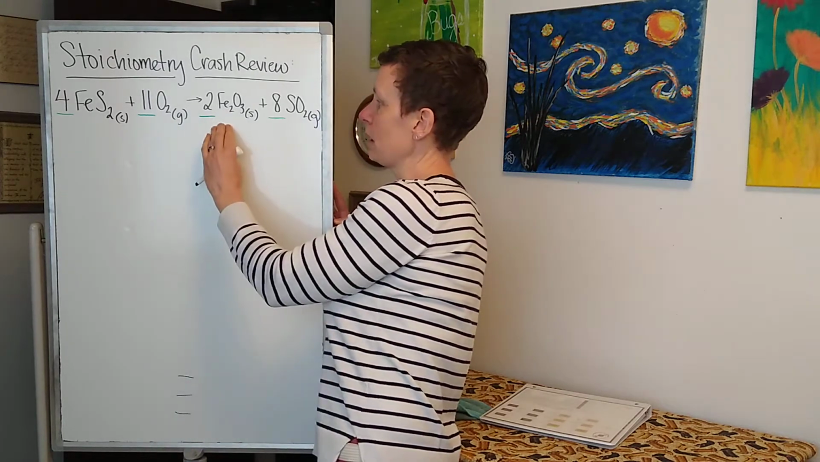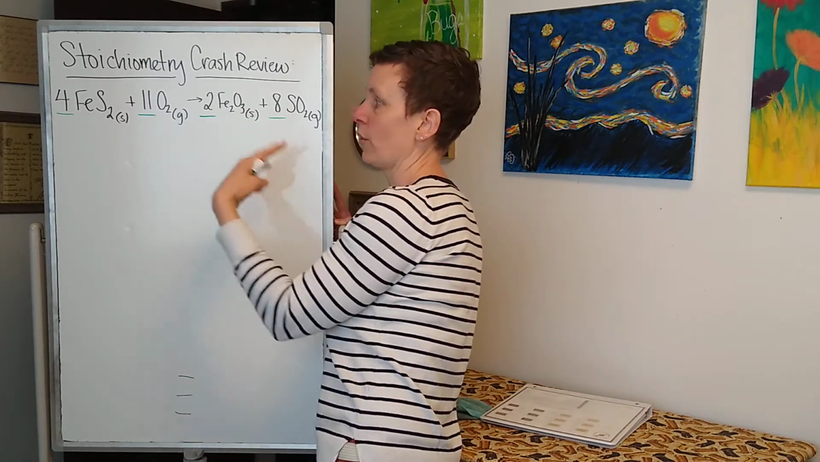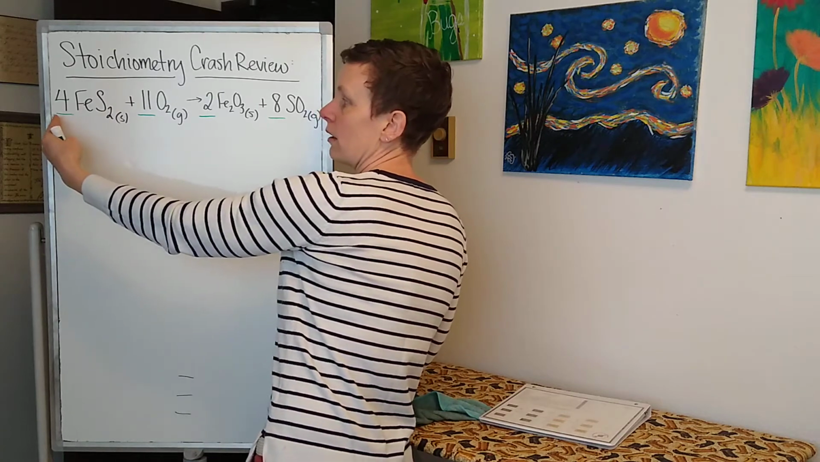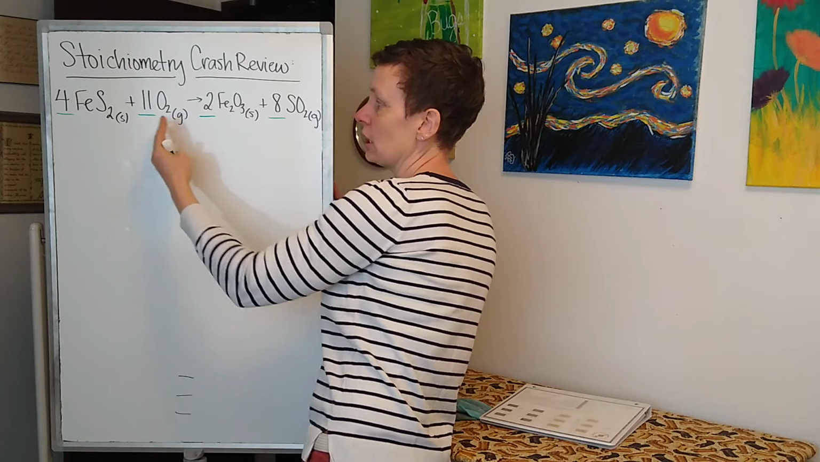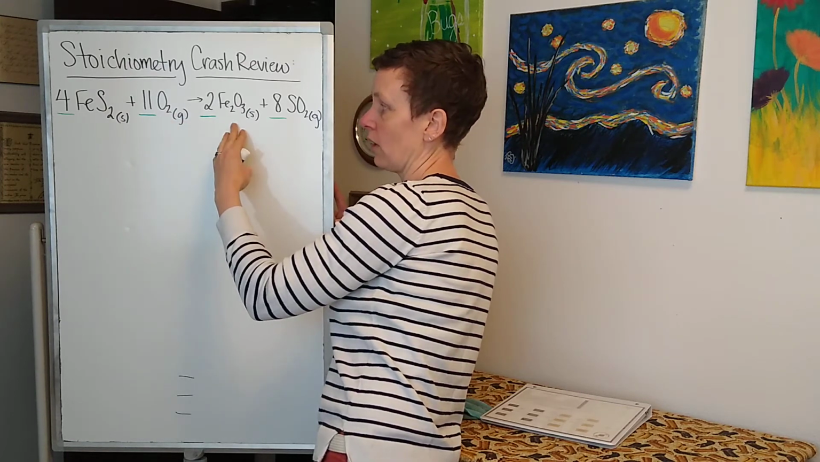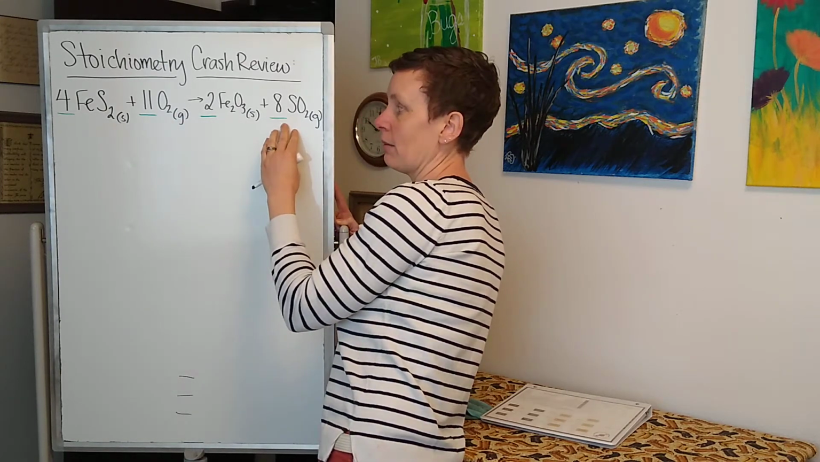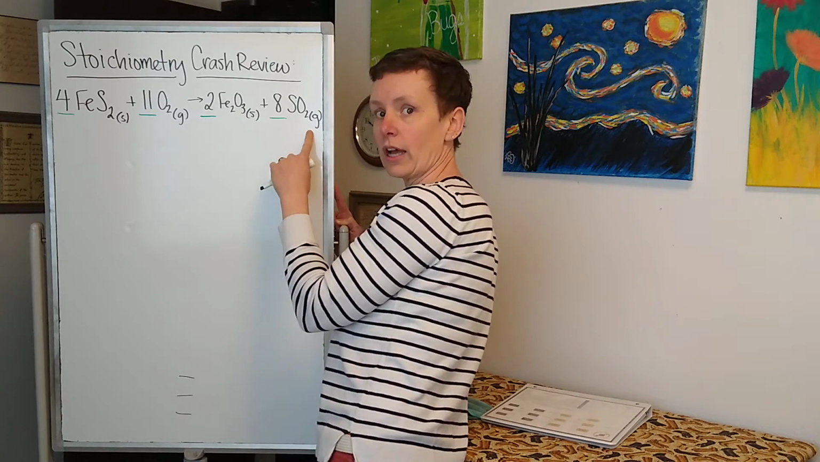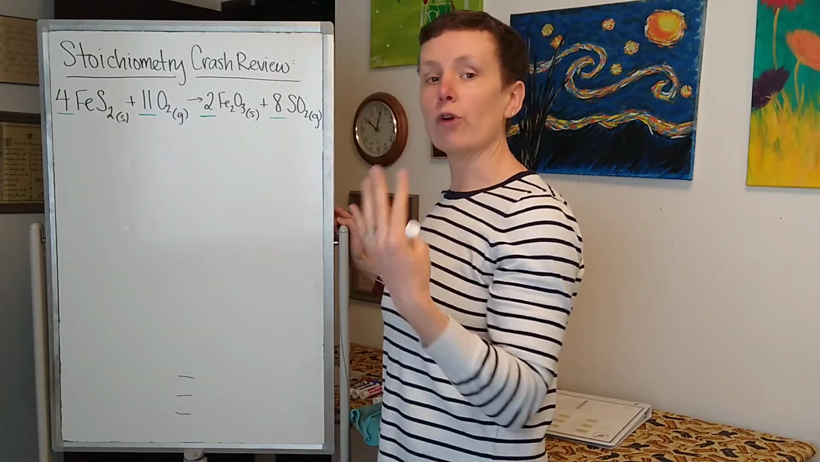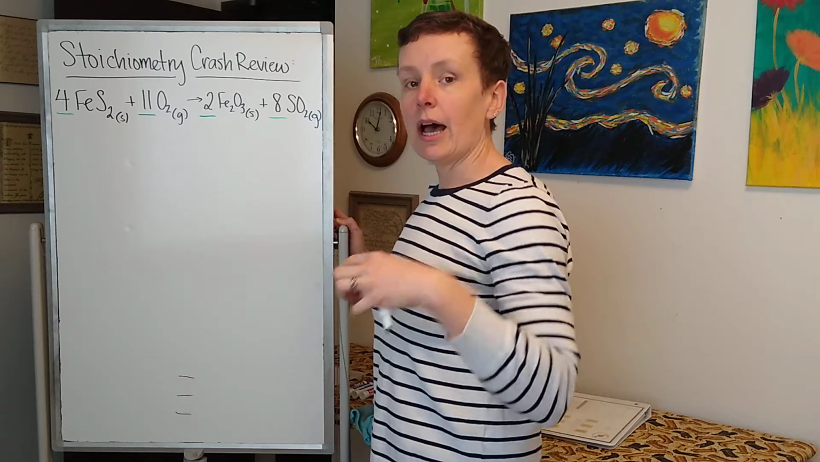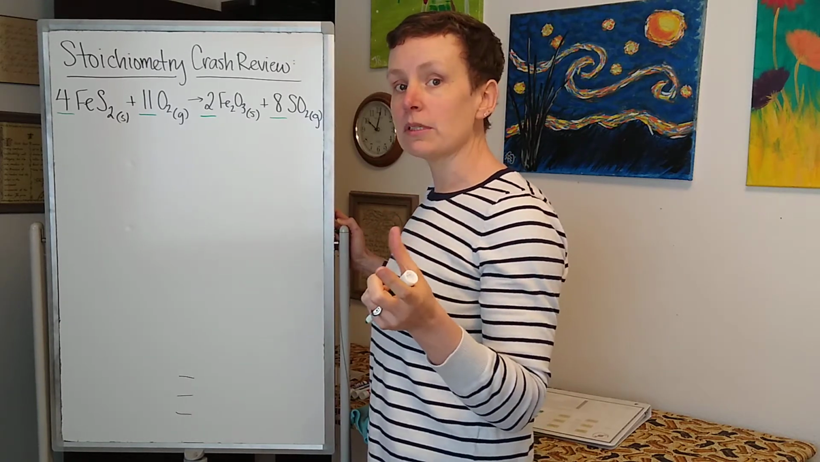This would also be formula units. This would also be molecules. So here, 4 formula units will react with 11 molecules of oxygen to create 2 formula units of iron oxide for every 8 molecules of sulfur dioxide, okay? All right, so that's the basics of what you're going to need for stoichiometry. I'm going to show you a couple of problems.